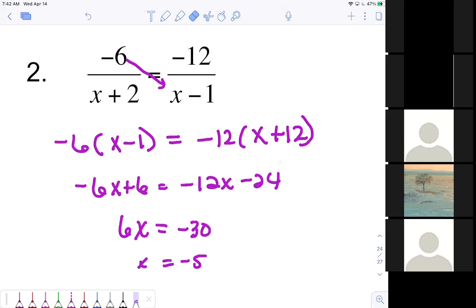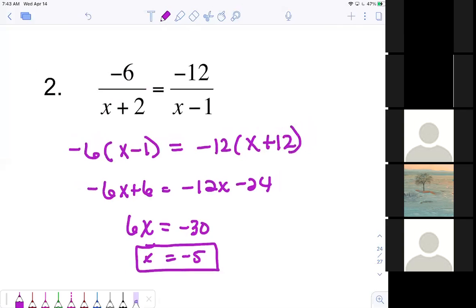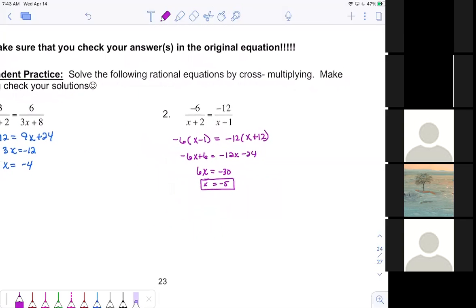And again, just doing a quick check. If I plug in a -5, -5 plus 2, -5 minus 1, our denominator is not 0. So all of these were solutions. None of them contained an extraneous solution. Are there any questions with cross multiplying? Cross multiplying is pretty straightforward, but it only works when you have one fraction on the left and one fraction on the right. That's the condition that must be met for cross multiplication. That is only going to be a handful of equations.